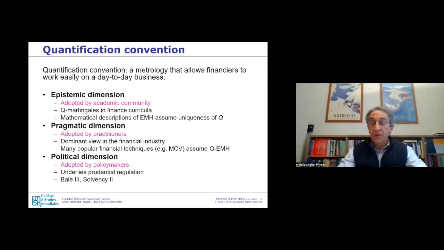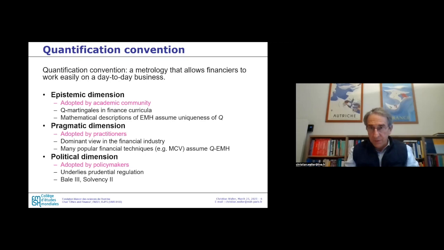We will see after. What is important in this epistemic dimension, a kind of shared knowledge for everybody, is that the mathematical descriptions of EMH assume the uniqueness of Q. And this uniqueness is very important, it is the key point of the definition and the key point of a regulation, because if there is a uniqueness of the risk-neutral probability Q, this uniqueness allows the market value to be the fair price, the fair value. So the fairness of markets is based on the uniqueness of risk-neutral probability Q. This is very important to be able to have a shared knowledge. This is the role of the epistemic dimension of the quantification convention.